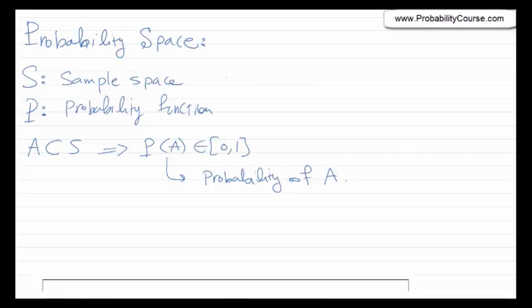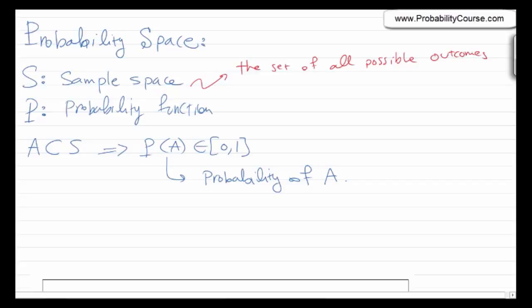So in this video, I would like to talk about discrete and continuous probability spaces. Remember that a probability space consists of two things. One is the sample space S, which is a set of all possible outcomes. And then we have the probability function that assigns probabilities to events, and events are subsets of the sample space. So for example, if A is a subset of S, A could be an event, and the probability of A is a number between 0 and 1.